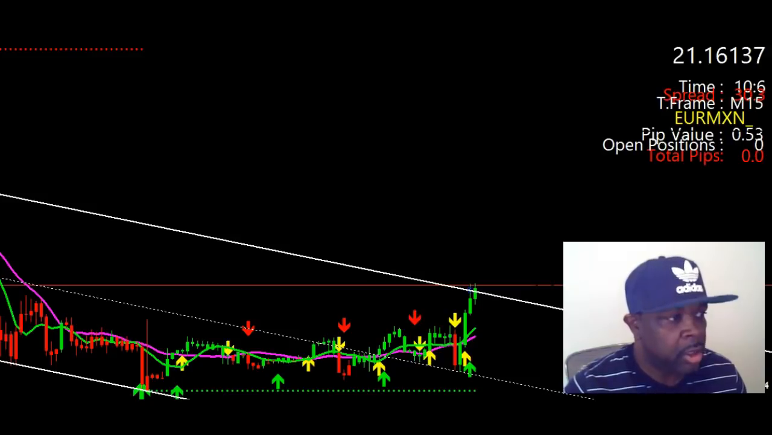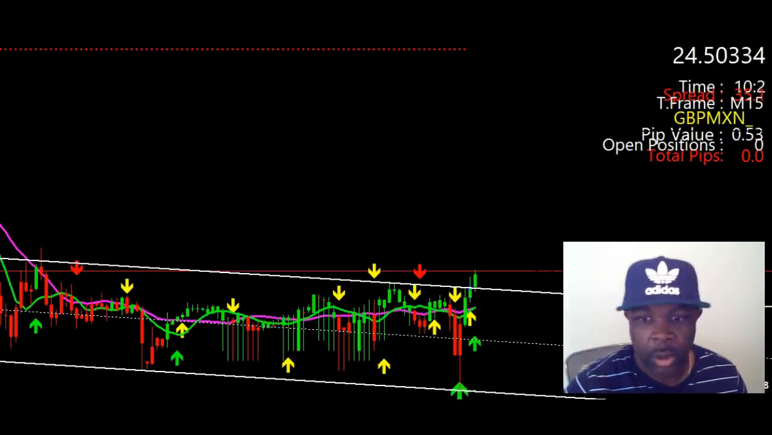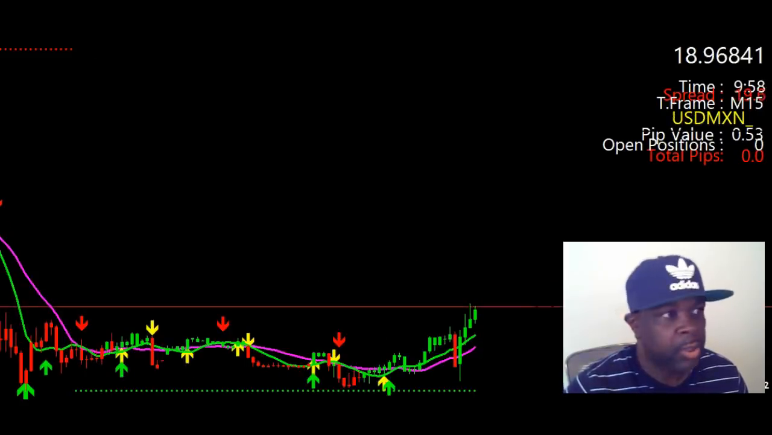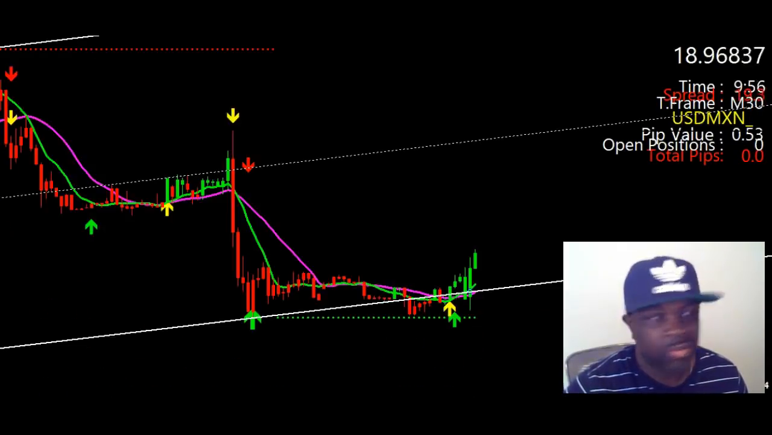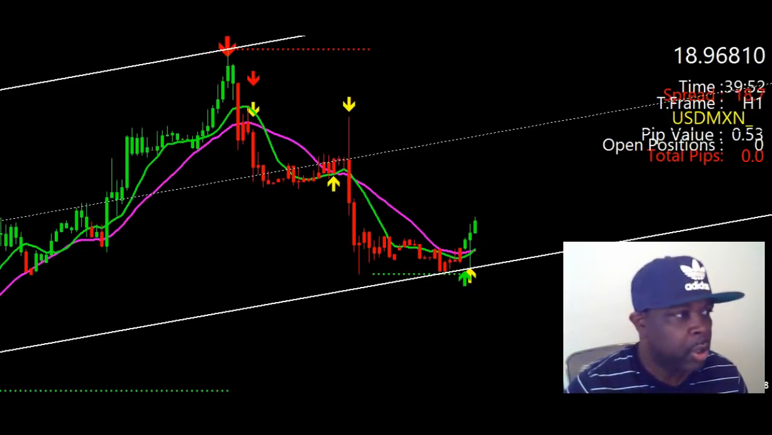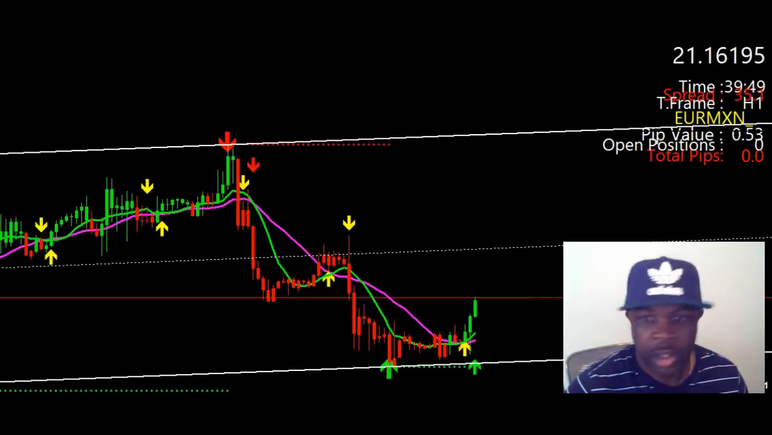Let me see the GBP Mexican peso. I know I don't like that setup. USD Mexican peso, which one? Oh, no, that's a little bit tighter. Let's take the 30. Yeah, but I'm not a fan of that. See, that's a pullback. I don't like that one. So the best one was the Euro Mexican peso. Still not bad. You can still make the run for it right there.